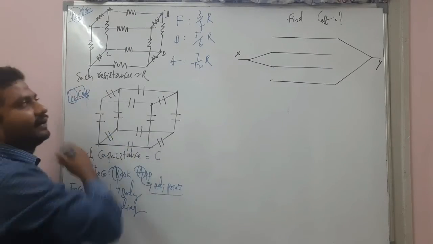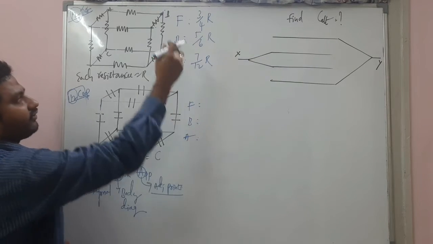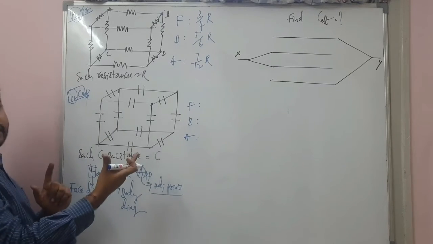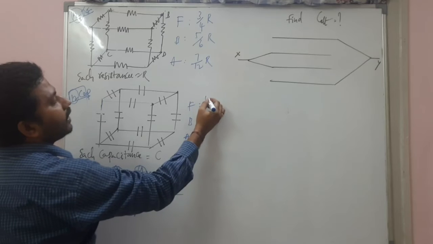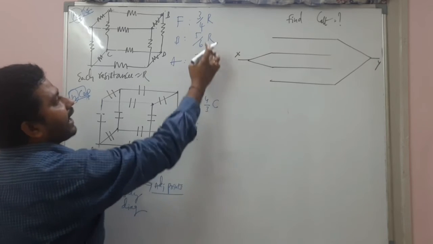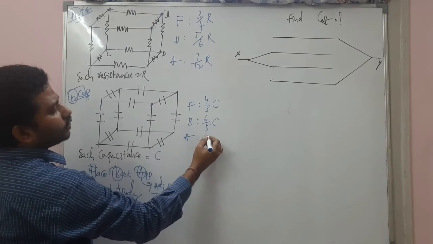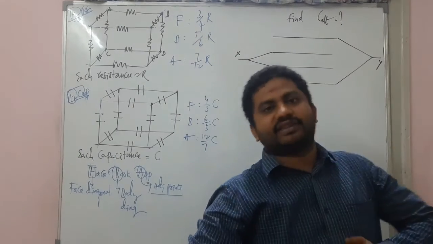capacitors are there. Now the same values, how will we get them for the capacitors? F, for the face diagonal points, the effective capacitance is the reciprocal of this one. It's 4 by 3C. And here, 6 by 5C. And here, it's 12 by 7C. I hope it's easy and interesting.